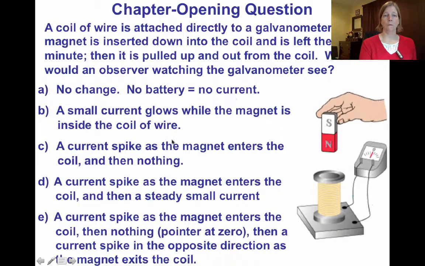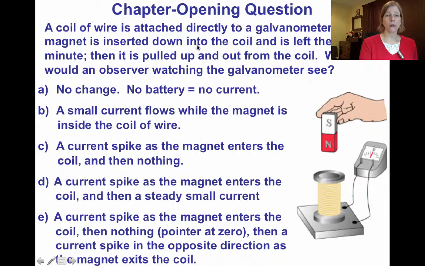So A is wrong. What about B? A small current flows while the magnet is inside the coil of wire. Well, when it's sitting there not moving, there's going to be no current. There's no change in flux, so no induced EMF, no current. So that's not a very good answer. How about C? A current spike as the magnet enters the coil and then nothing. Well, that gets us partway through. As the magnet is being inserted into the coil, we do get a spike in current. When the magnet's just sitting there not moving, we won't see anything. The galvanometer will be at 0.